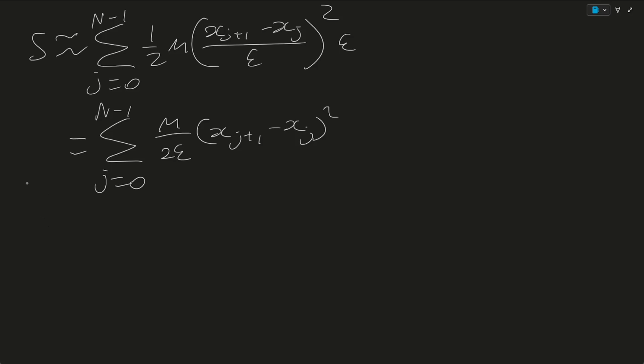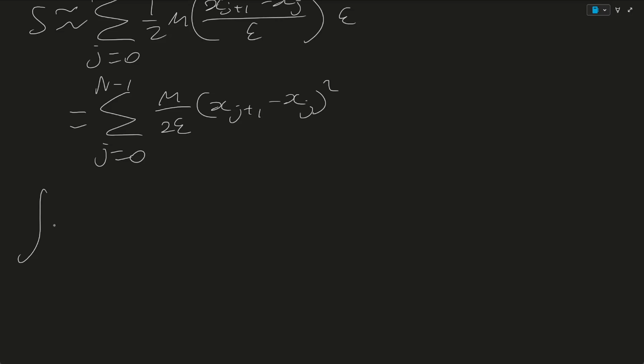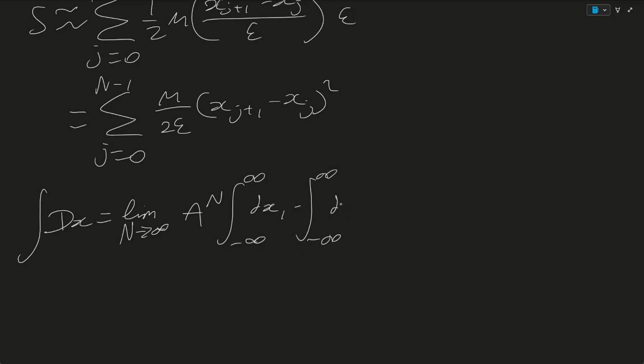Anyway, we'll write out the definition. The measure Dx being this limit as N approaches infinity, with a normalization factor of A to weight each path, and then I'll just write out, integral dx1 times the next integral dx2 dot dot dot all the way to the integral from minus infinity to infinity of dx_{N-1}, and that defines our entire sum here.